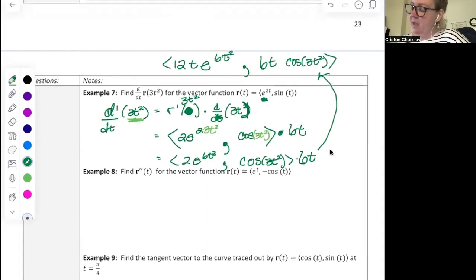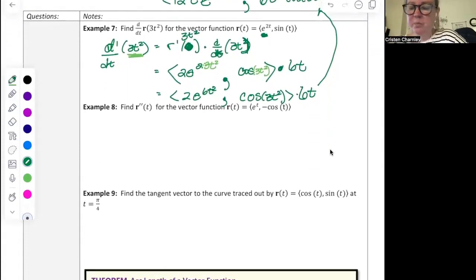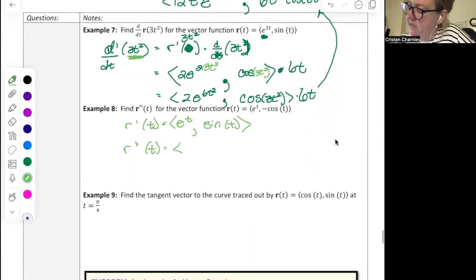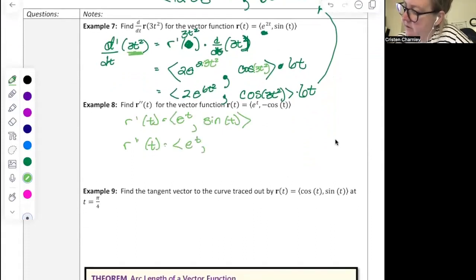Great job. Example 8: find r double prime of t for the vector function. Well, we know what that means. If I have 2 primes, that means find the second derivative. So how do you get the second derivative? Got to have the first derivative. So r prime of t is going to be e to the t. The derivative of negative cosine is going to be positive sine. Second derivative, keep going. The derivative of e to the t is e to the t. The derivative of sine is cosine of t. And I think, my friends, that's all we have for example 8.